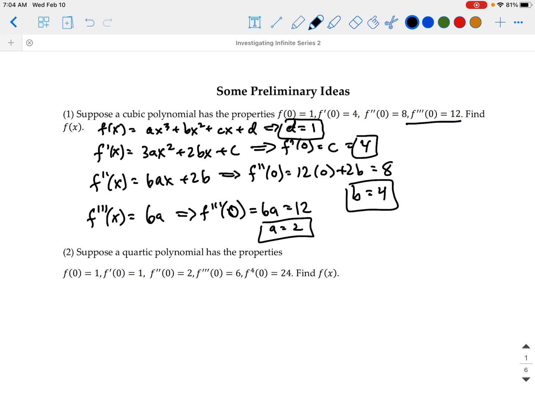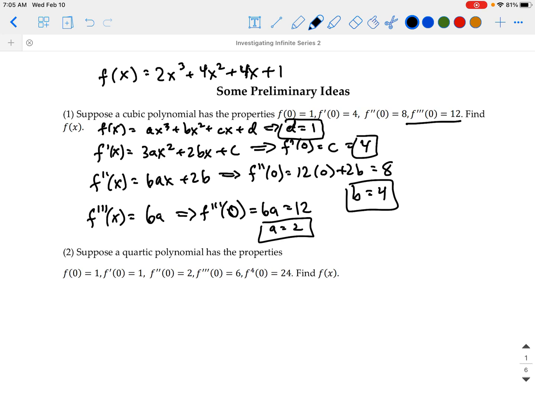So that means that our function, which maybe I'll write up at the top here since I'm running out of space, f of x is equal to 2x cubed plus 4x squared plus 4x plus 1.